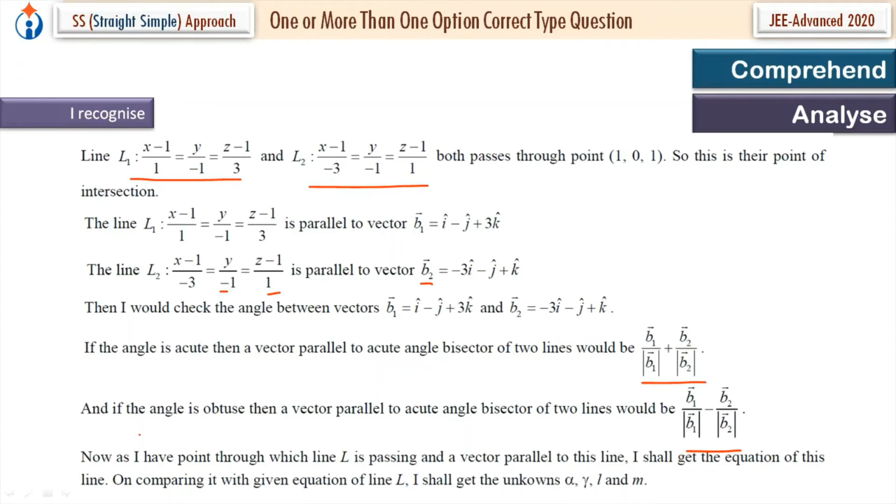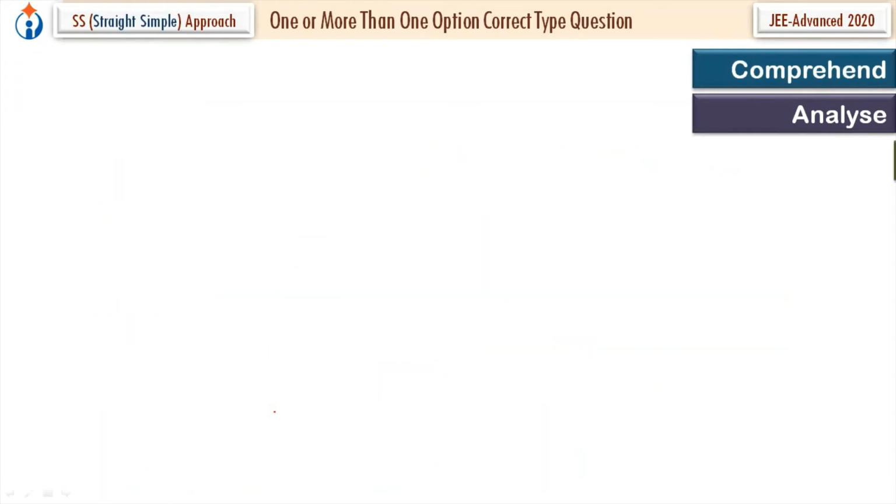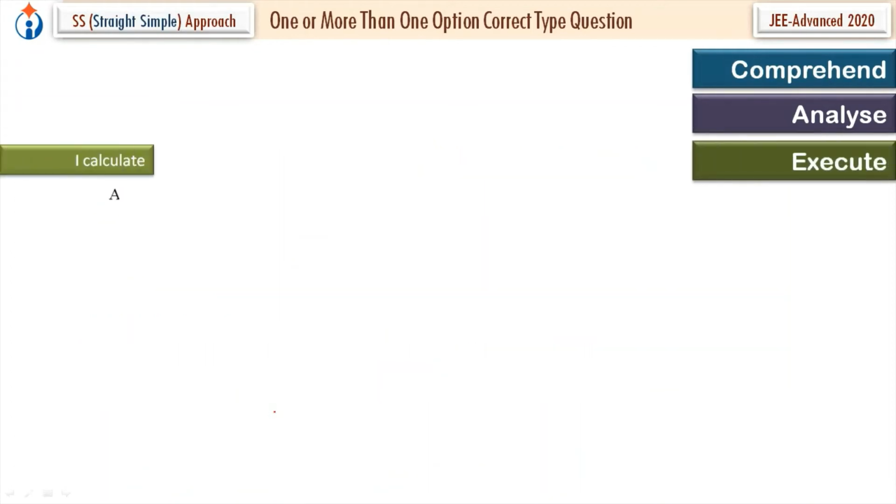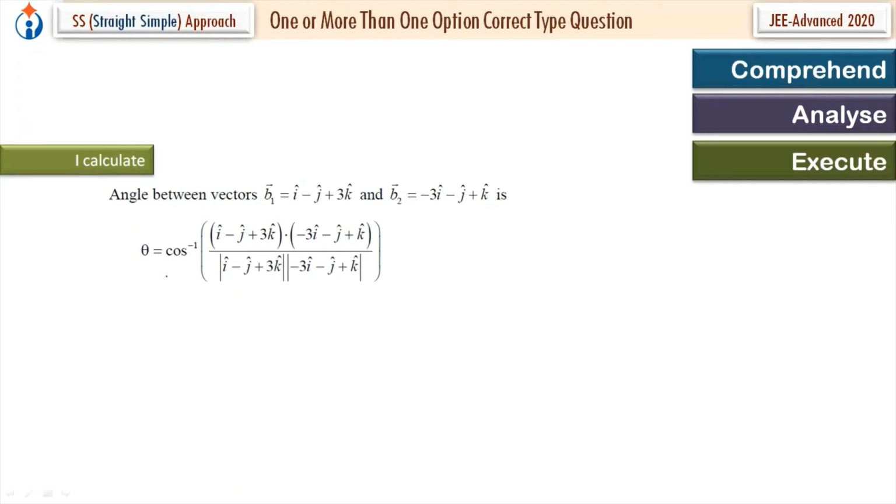So now I have point through which line L is passing and a vector parallel to this line. I shall get the equation of this line. On comparing it with the given equation of line L, I shall get the unknown alpha, gamma, L, and M. That's my pathway. So let's execute. I calculate the angle between the two vectors. Just put the values here. Basic results. I got cos inverse 1 by 11.